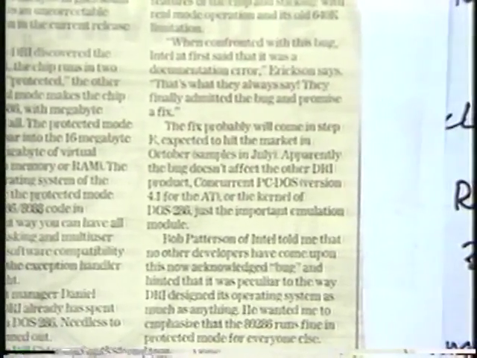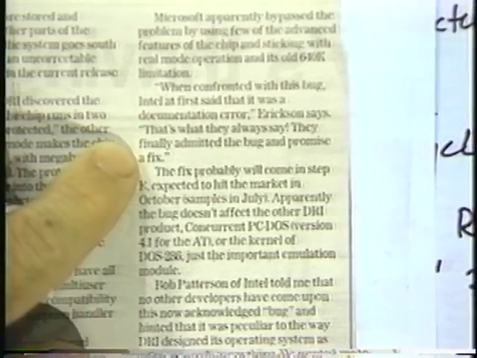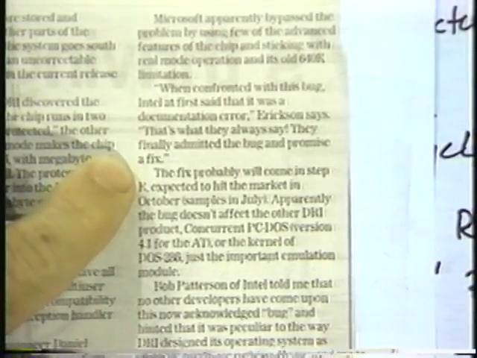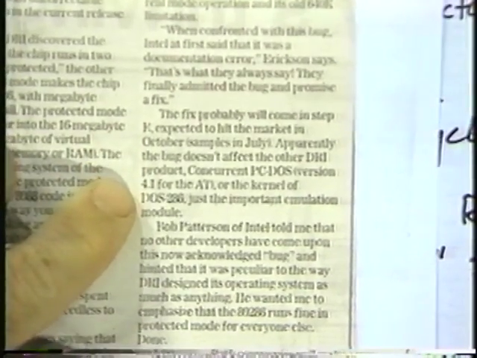Well, there's a quote from Intel in here, too, I want to get to. "When confronted with this bug, Intel at first said that it was a documentation error," Erickson said. That's what they always say. They finally admitted the bug and promised a fix. And the fix is going to come in a later step of the chip.